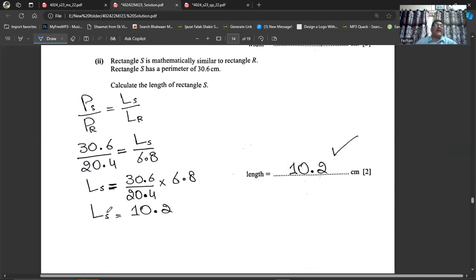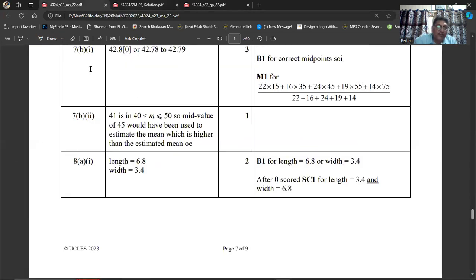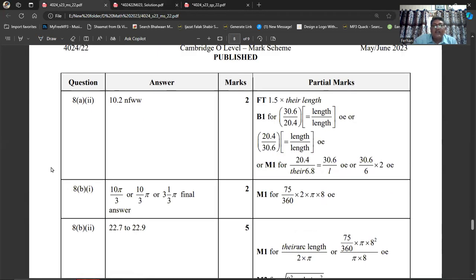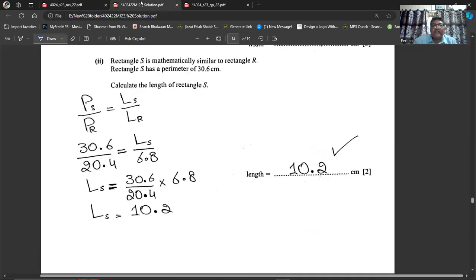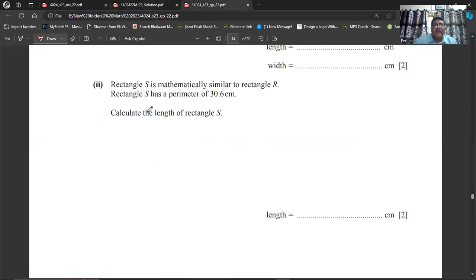So the perimeter of S over perimeter of R will be equal to the length of S divided by the length of R. The perimeter of S is 30.6, the perimeter of R is 20.4, and the length of S is the question, the length of R is 6.8. So the length of S will be equal to 30.6 divided by 20.4 multiply 6.8, and that will be 10.2. So 10.2 is my answer. 10.2 centimeter is the right answer, sir. This is how it is done. So we are going to the next part.